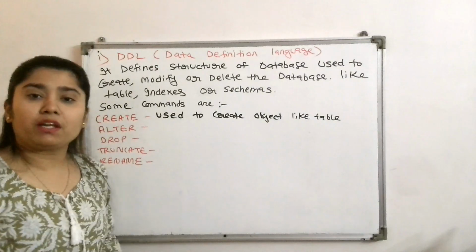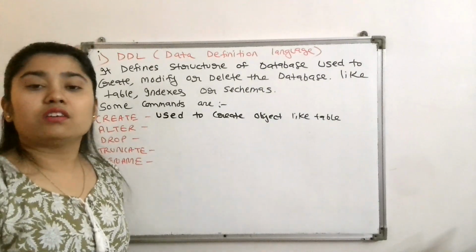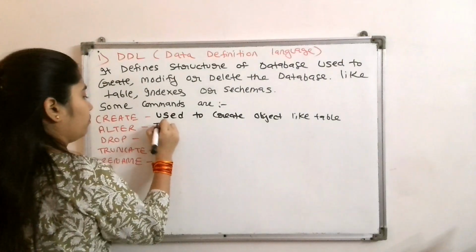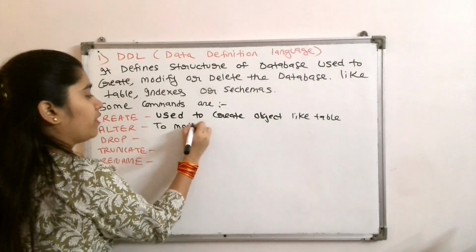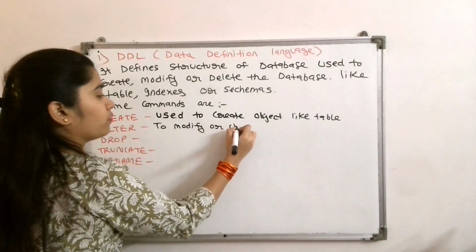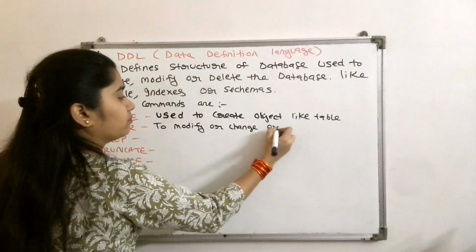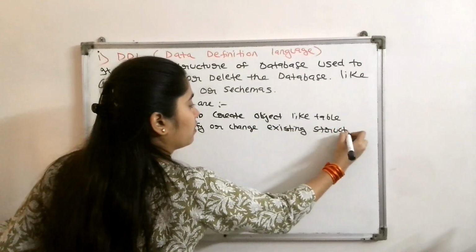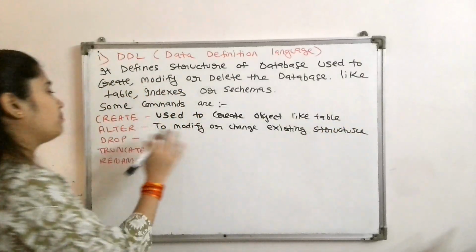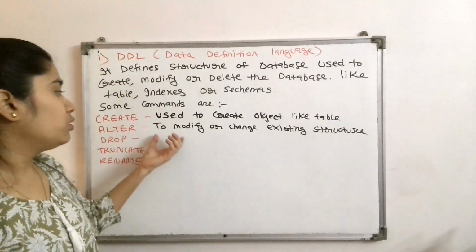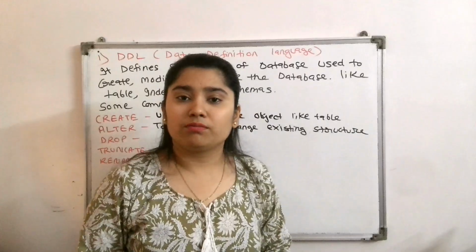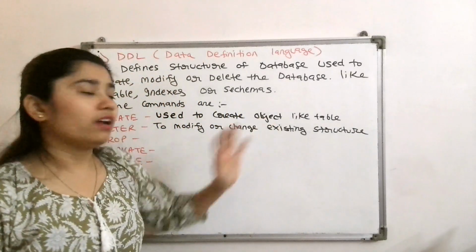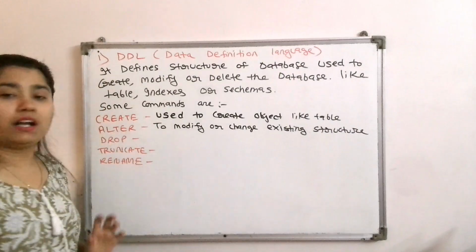Then what does alter mean? Alter means to change the structure of the existing database: modify or change the existing structure. Okay, this is the meaning of the alter command. To change our existing structure means if we want to add any column or delete any column from the table. So this is the meaning of the alter command.